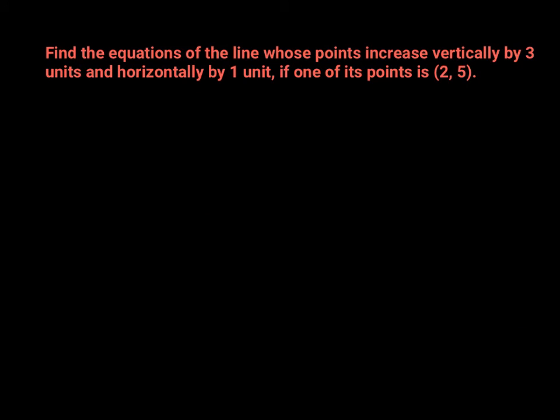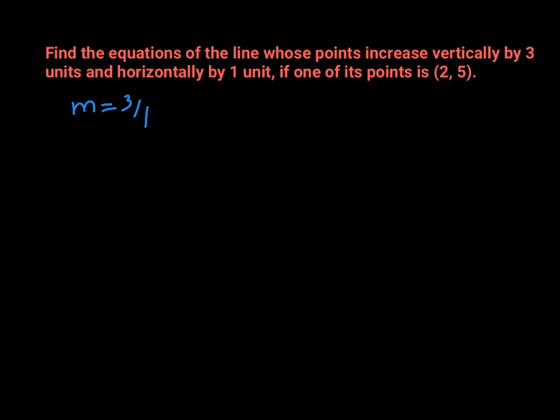Find the equation of the line whose points increase vertically by 3 units and horizontally by 1 unit if one of its points is (2, 5). Well, this is a sly way of hiding the word slope, isn't it? So when you hear terms like the point increases vertically, or the rise is by 3 and the run is 1, they are all telling you about the slope. So here the slope is actually 3 over 1.